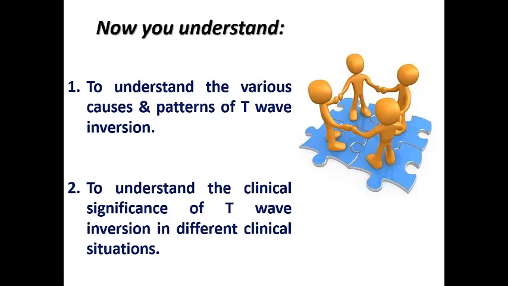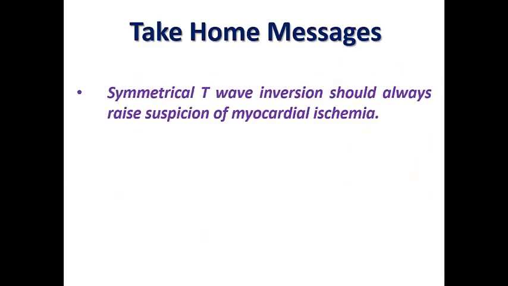So at the end of this long lecture, we understood today the various causes and patterns of T wave inversion, and we understood the clinical significance of T wave inversion in different clinical situations besides myocardial ischemia. And our take-home message today: symmetrical T wave inversion should always raise suspicion of myocardial ischemia, although it is not the only cause, it is the first possibility.